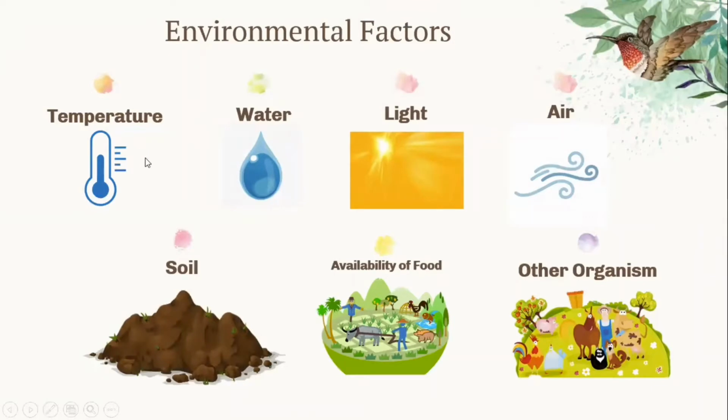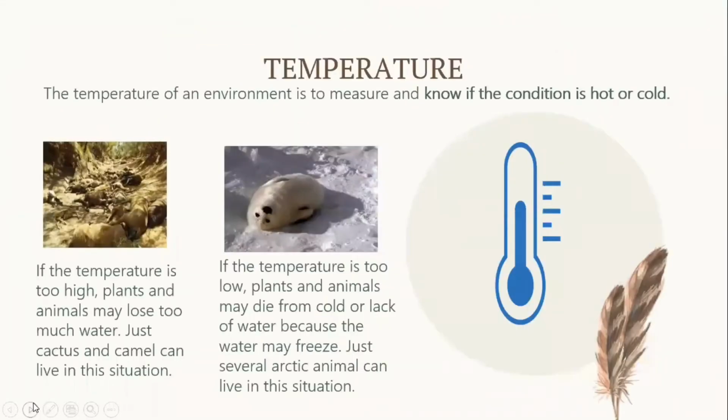The first one we have is temperature, then water, light, air, soil, availability of food, and other organisms. Let's get started with the meaning of each factor. The first one is temperature.